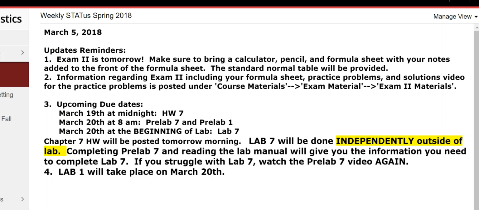All right. So when you come in on March 20th, we're actually going to be doing a completely different lab. We're going to be doing lab 1. So in fact, pre-lab 1 is also due on March 20th at 8 a.m.